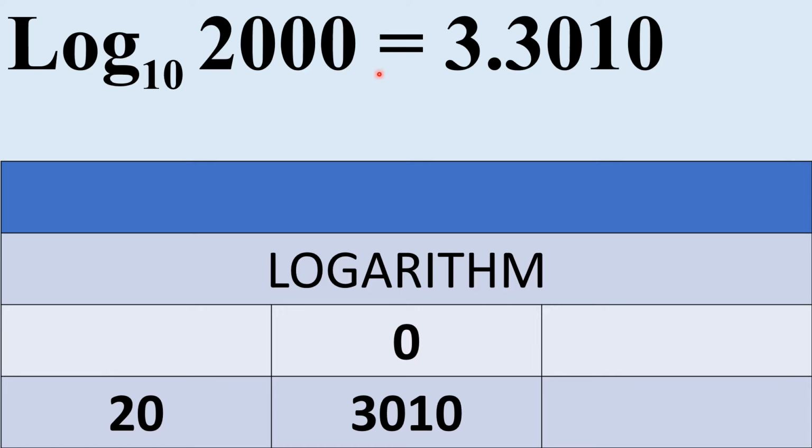Value of log 2000 is 3.3010. Here 3 is the characteristic, and after the decimal 3010 is the mantissa. How to find out this characteristic? So after 2000 decimal is there, and on the left of the decimal 4 digits are there. From that 4 you have to subtract 1. Thus you will get 3, and 3 is the characteristic. How to find out the mantissa? In front of 20 under the column 0, in the logbook you will get 3010. That 3010 you have to write after the decimal. Thus value of log 2000 is 3.3010.